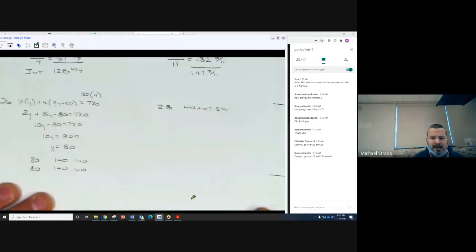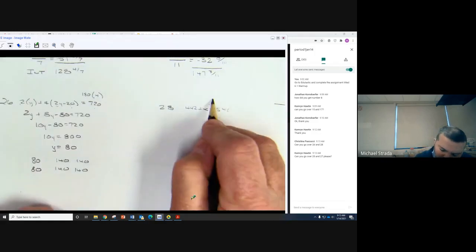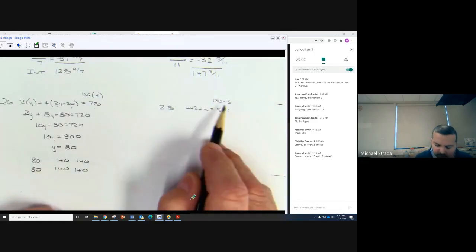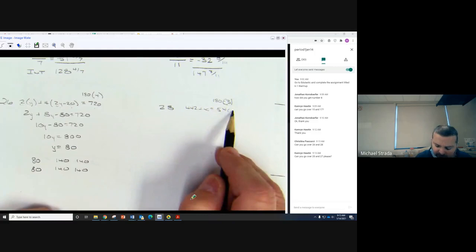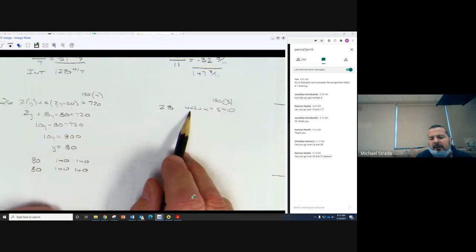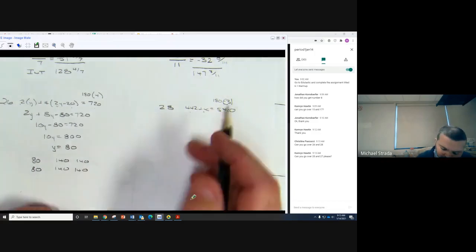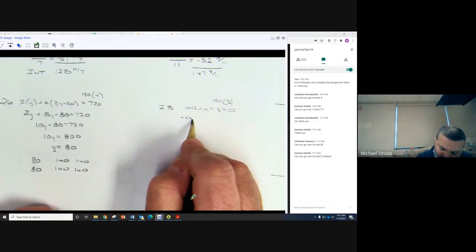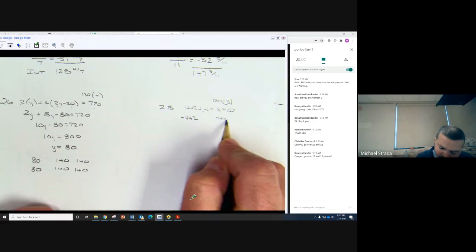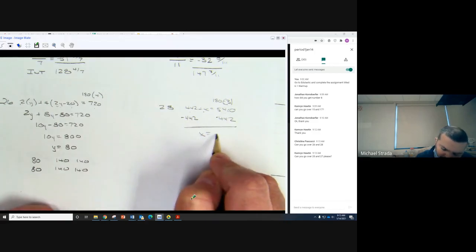When I look at 27, I got a pentagon. So 5 minus 2 is 3. 180 times 3 is 540. The angles they give me add up to 442. The one that's missing is x. To get rid of the plus 442, I subtract 442. And I get x equals 98.